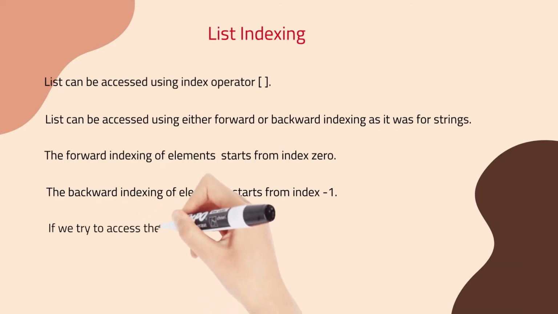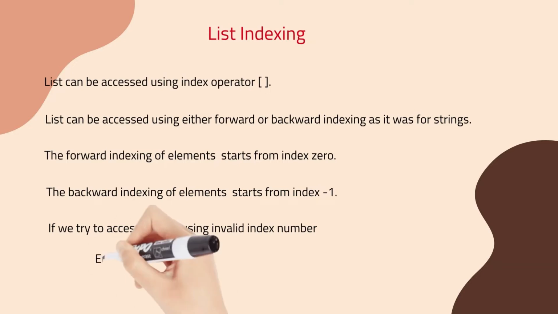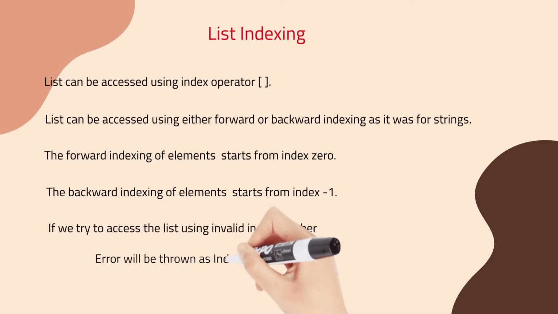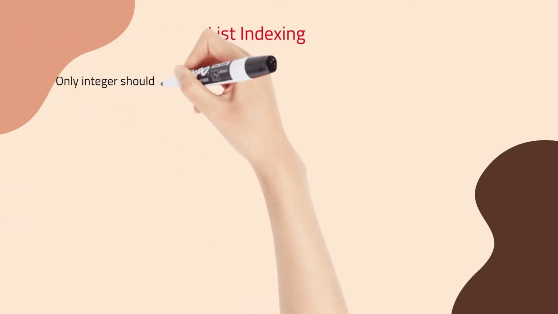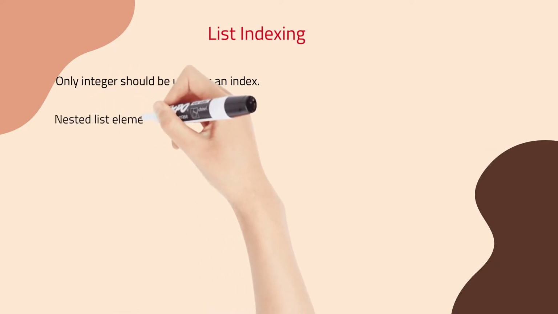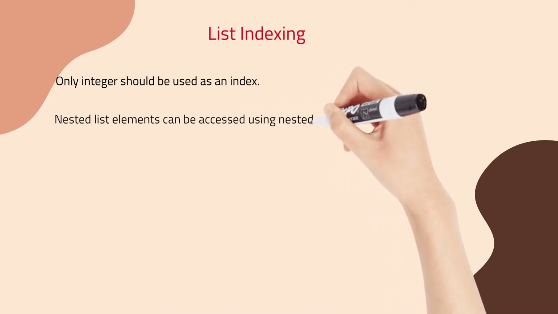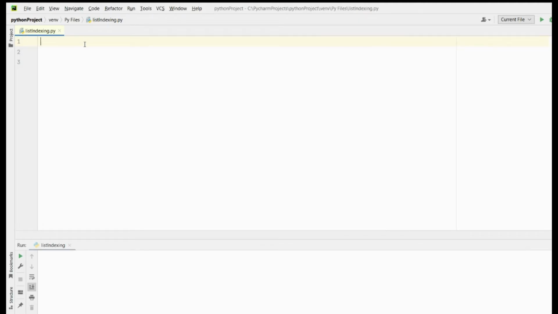If we try to access the list using an invalid index number, then an error will be raised as an index error. We can use only an integer as an index for the list. As a list can hold another list, we can access nested list elements using nested indexing. Let's discuss indexing in a list using a program.